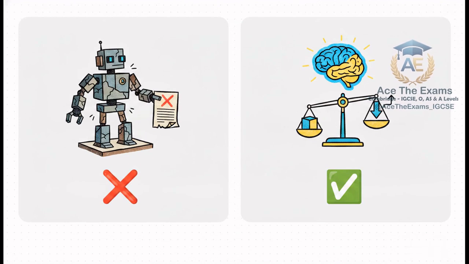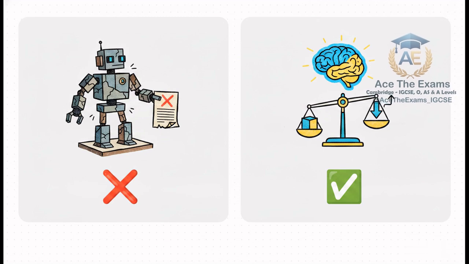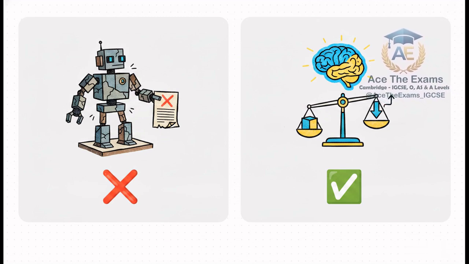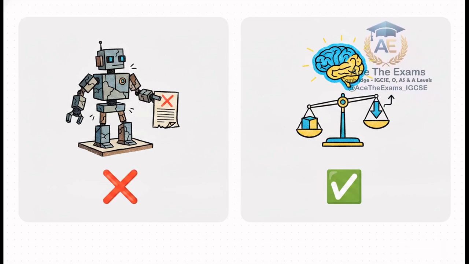Okay, so let's look at why this happens. On the left here, we see exactly why ordinary, robotic plug-and-chug revision completely fails against Cambridge's multi-step pressure traps. You see a mass of 1.4 times 10 to the 4. You see an area of 1490, you divide them, and you lose everything.